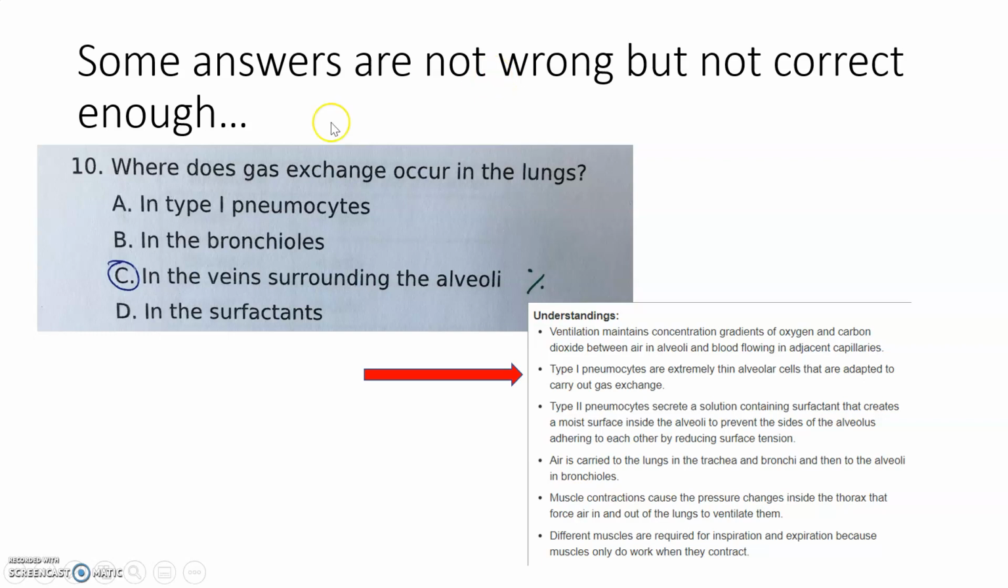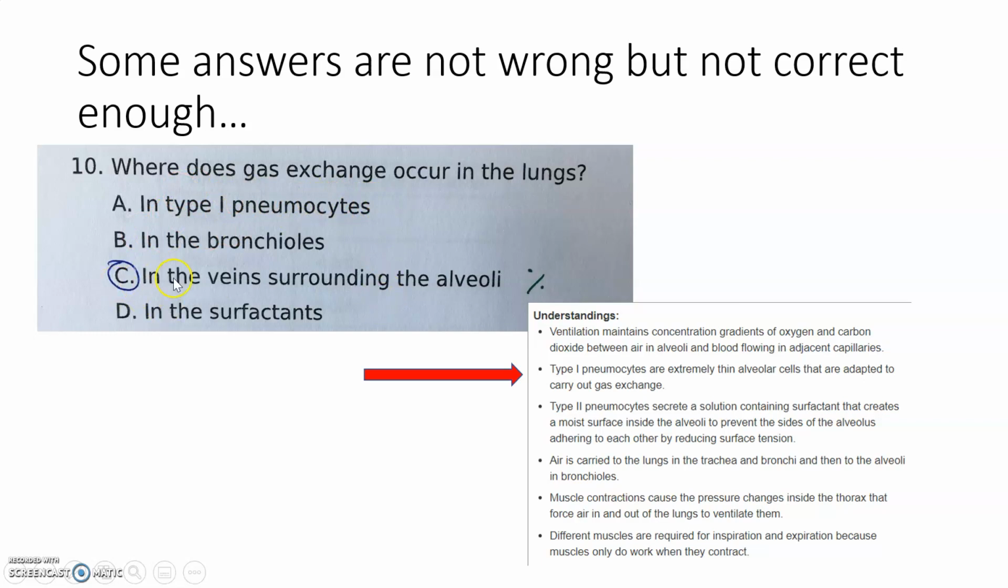So in this case, it says, where does gas exchange occur in the lungs? And then it could be type 1 pneumocytes, in the bronchioles, in the veins surrounding the alveoli, or in the surfactants. And surfactants are sort of in the right place, right? The veins wrapped around the alveoli, yeah, are involved in gas exchange. Bronchioles, not so much, because we have to be in the alveoli for gas exchange to take place. And the type 1 pneumocytes are actually the cells that are directly involved in gas exchange, right?